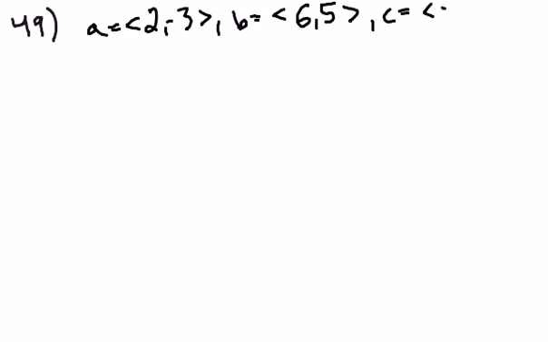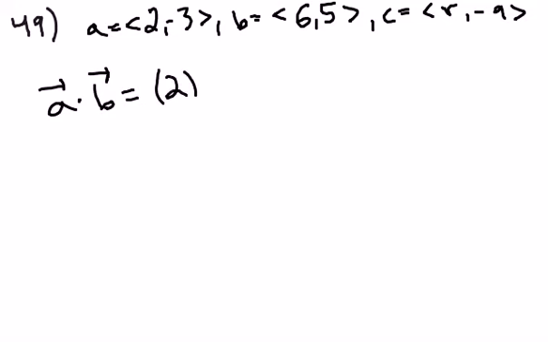So a is given as (2, -3). Just write these down while I'm saying them. B is (6, 5). C is (r, -9). First of all, it says find the dot product of A and B, so this should be a very simple problem.